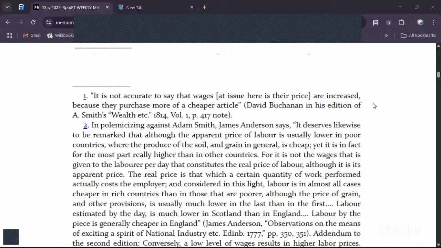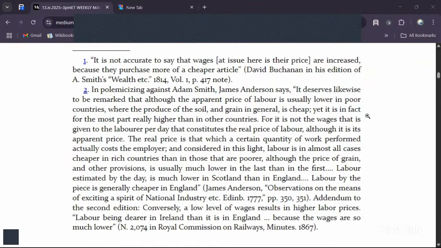Note 2. In polemicizing against Adam Smith, James Anderson says, it deserves likewise to be remarked that although the apparent price of labor is usually lower in poor countries where the produce of the soil and grain in general is cheap, yet it is, in fact, for the most part, really higher than in other countries. For it is not the wages that are given to the laborer per day that constitutes the real price of labor, although it is its apparent price. The real price is that which a certain quantity of work performed actually costs the employer. And considered in this light, labor is in almost all cases cheaper in rich countries than in those that are poor, although the price of grain and other provisions is usually much lower in the last than in the first.